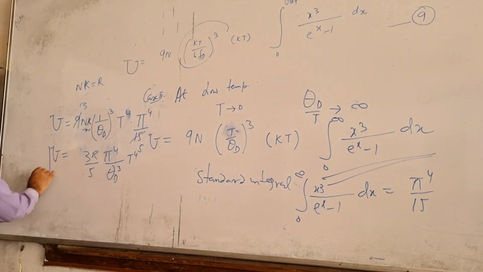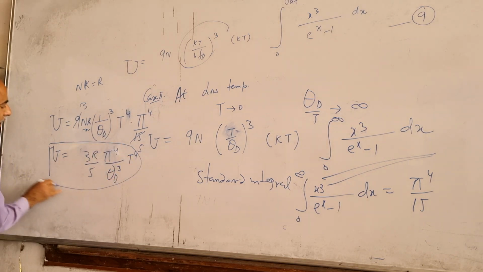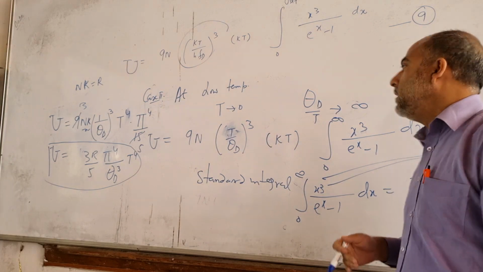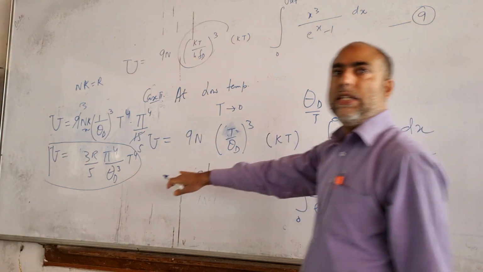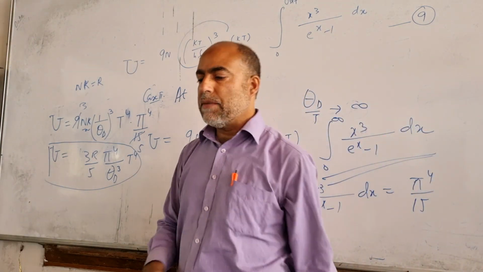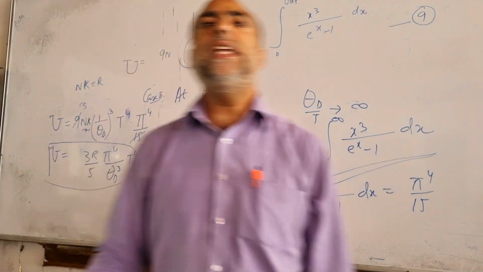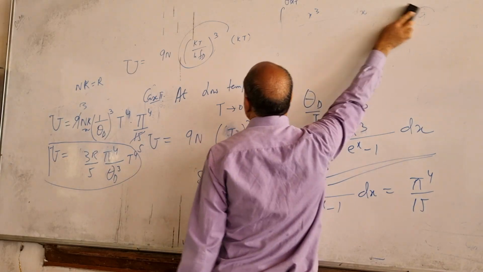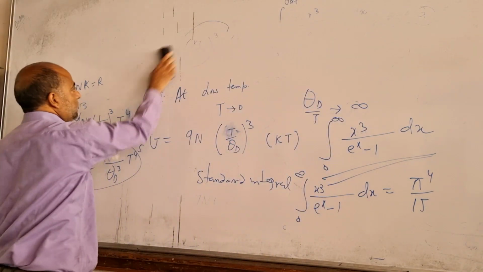Now this is the expression for the internal energy, the total energy of the system. So what will be the specific heat then? dU divided by dT.